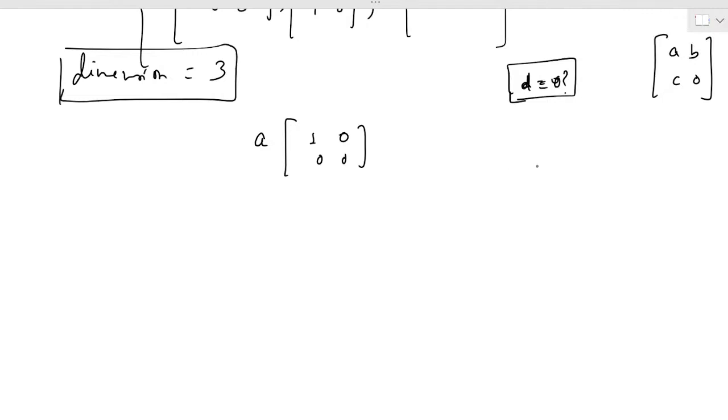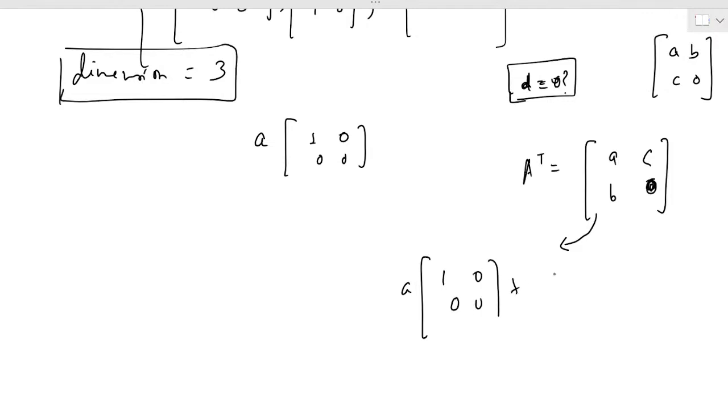It's like a generalized case. Just let me help myself. A transpose would be equal to what? It would be A, B, and C and 0. Then what can I say? Then also I would require 3 only. Let's say A is 1, 0, 0, 0. For B, I have to write again.